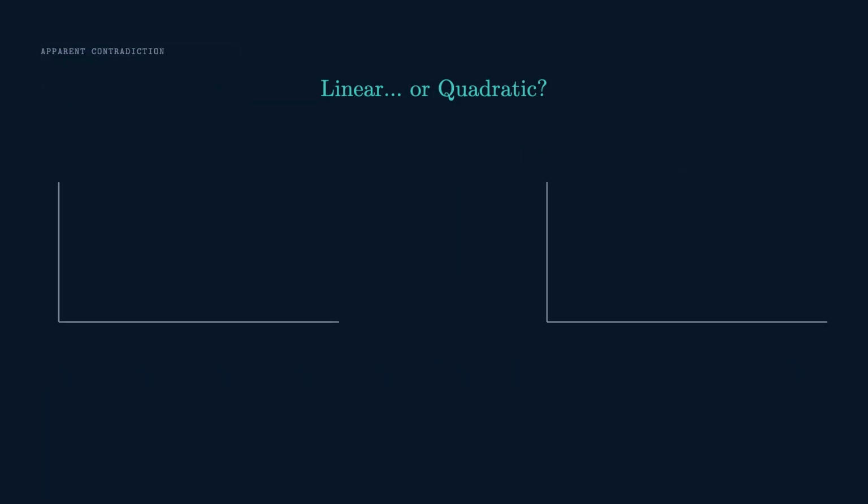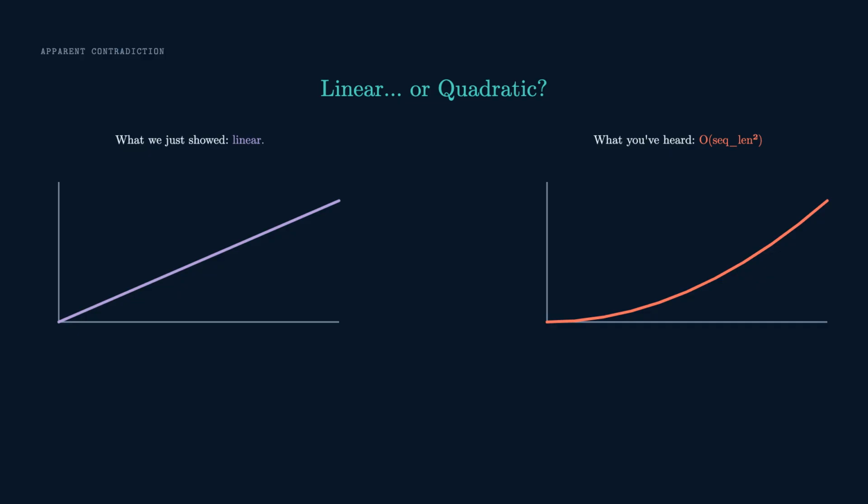Now, if you know anything about transformers, something in there fell off. Attention has a famous quadratic reputation, order sequence length squared. And everything I showed you was dead linear. So which is it? Both. They're describing two different moments in generation, and mixing them up is where people get burned.